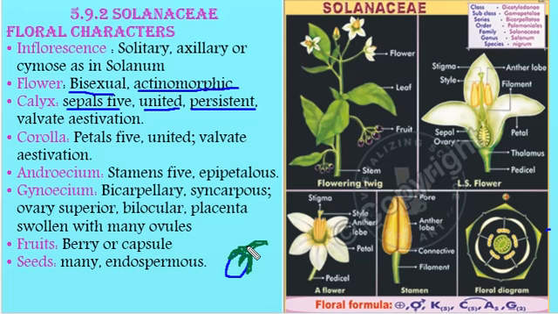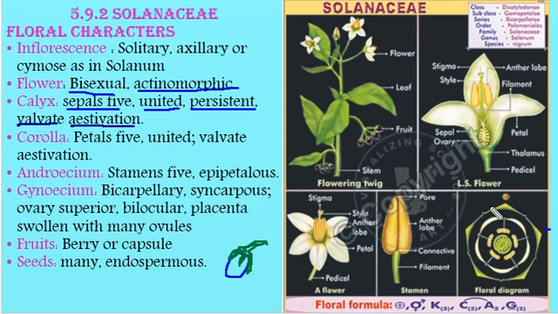In the majority of plants, after pollination and fertilization, the calyx and corolla wither off. But in these plants, the calyx is retained even after the formation of fruit. Hence, this condition is known as persistent. Calyx is persistent in the majority of the plants which belong to family Solanaceae. Then valvate estivation, that is the sepals have valvate estivation. What is valvate estivation? The margins of each sepal just touch one another but do not overlap.